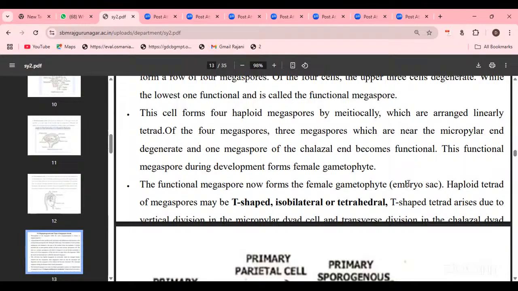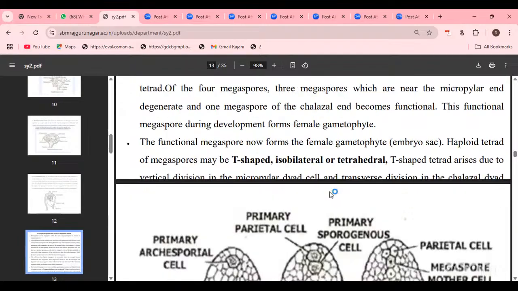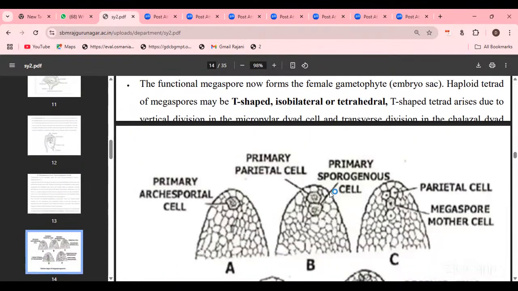The haploid tetrad of megaspores may be T-shaped. A T-shaped tetrad arises due to a vertical division in the micropylar cell and a transverse division in the chalazal cell. See, this is a picture of embryo sac development.